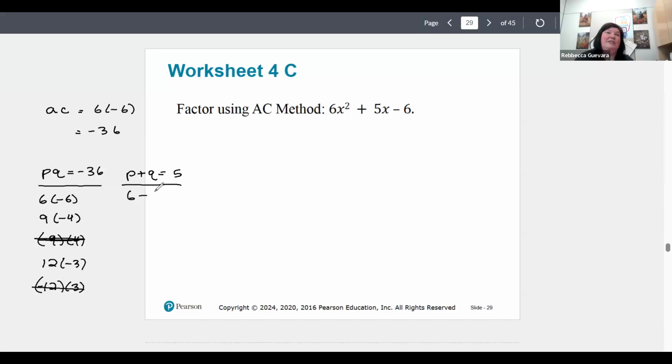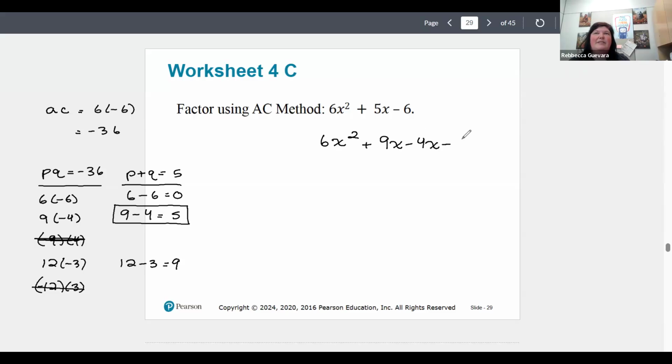So if we do 6 minus 6, well, that is 0. If I do 9 minus 4, that is 5. And if I do 12 minus 3, that is 9. So this is the one that we needed. So 6x squared plus 9x minus 4x minus 6. So remember, it's just this middle term we're breaking up. That still would sum to a 5x.